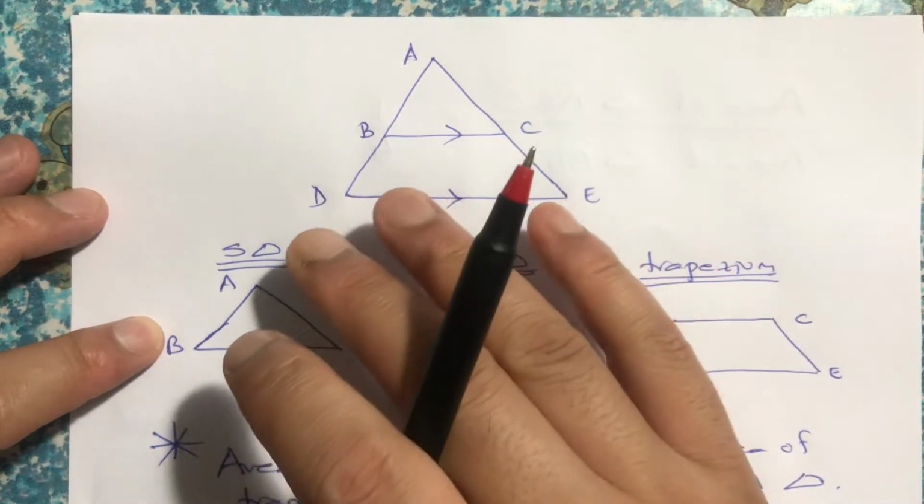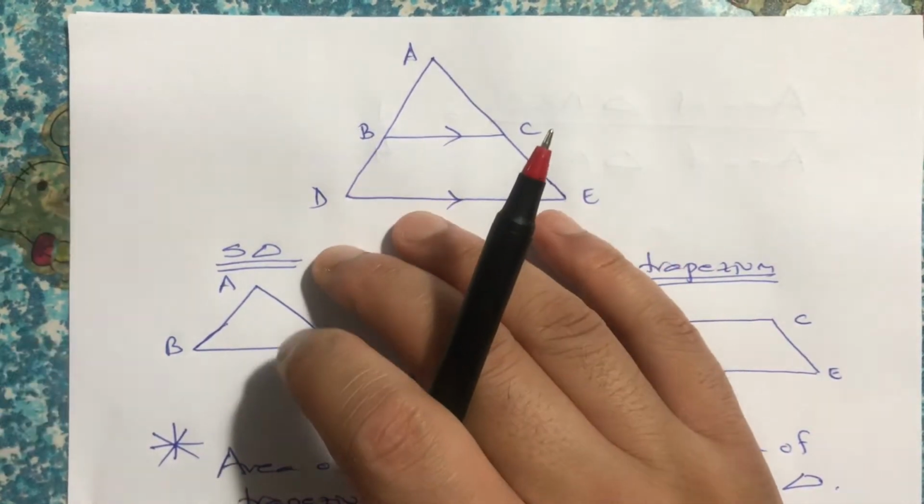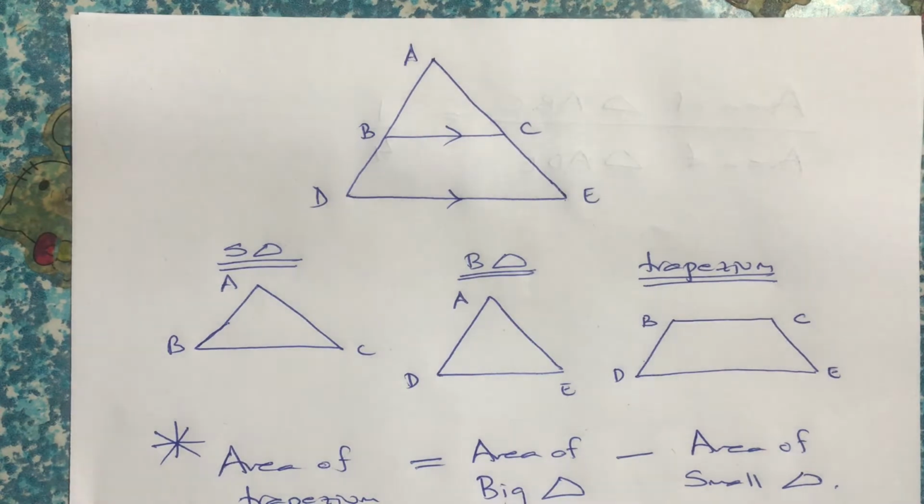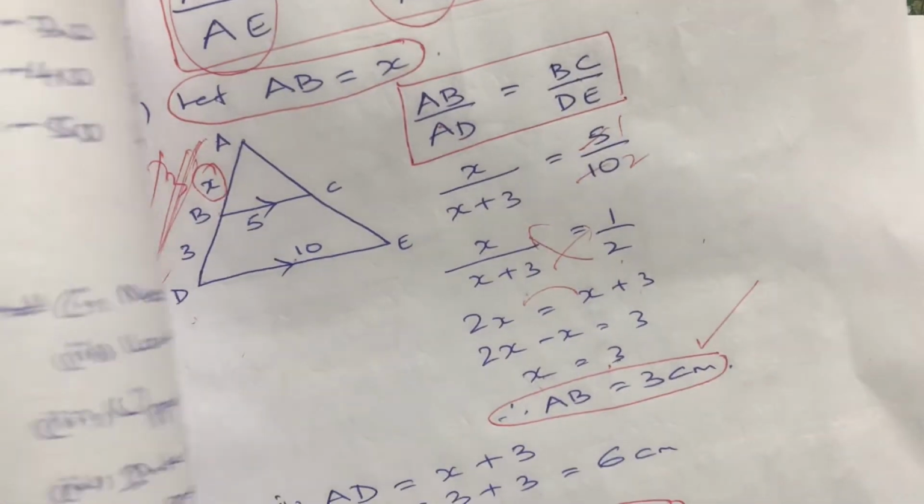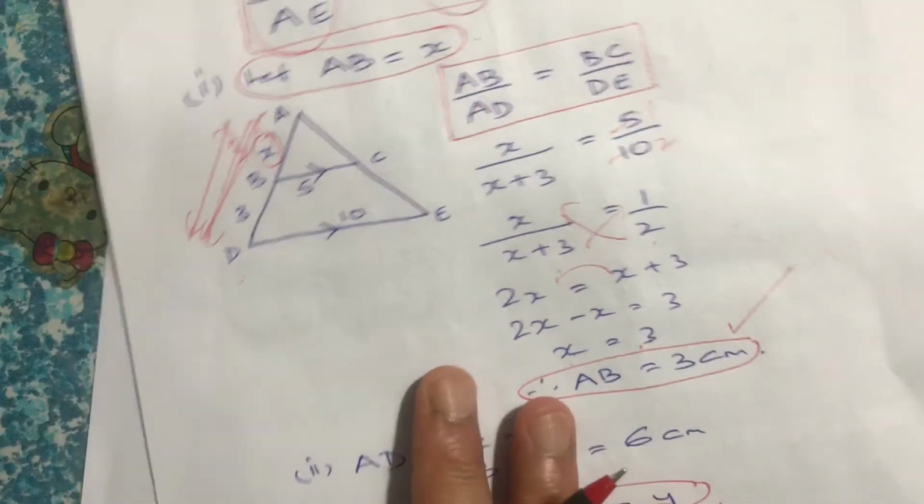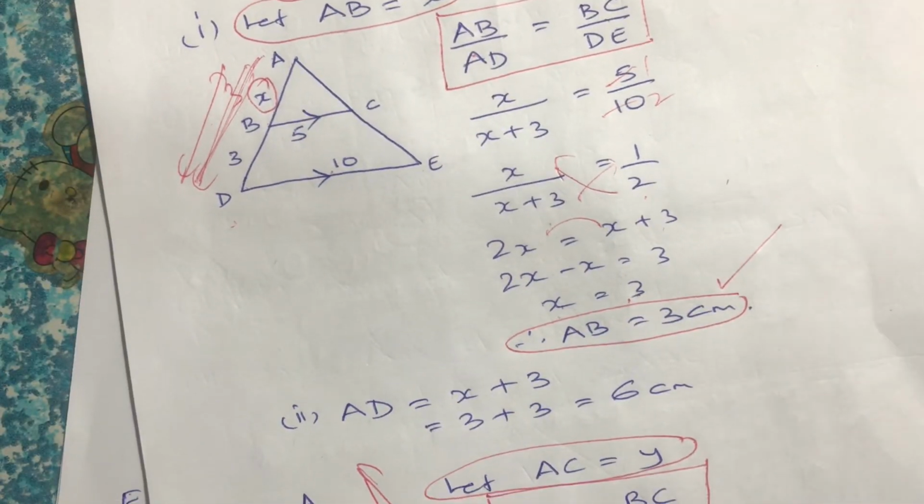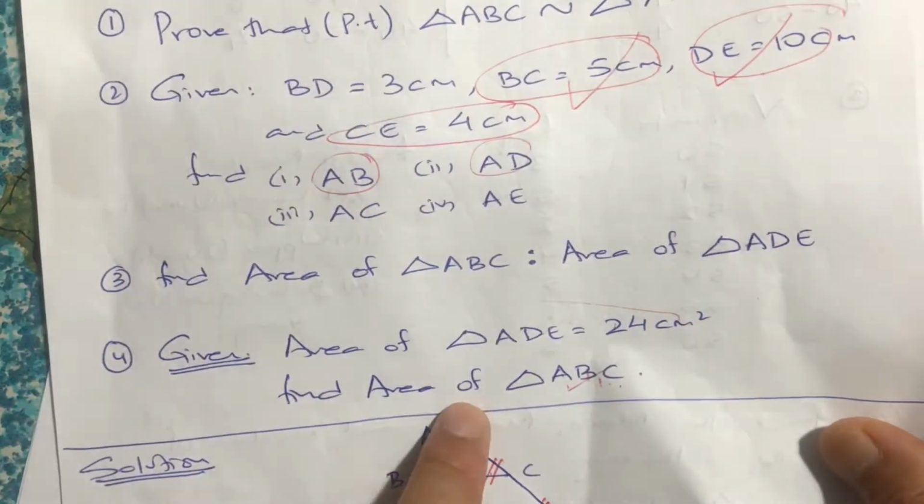Okay, now listen, the next topic that we'll be discussing is something called trapezium. It's a continuation of that similarity only. So yesterday we discussed this. We talked about how to find the corresponding sides proportional and then how to find the different sides. This was the question that we discussed yesterday, isn't it?